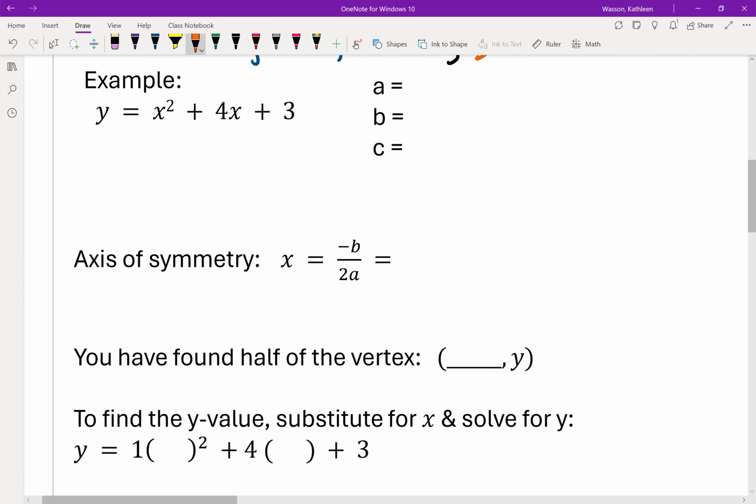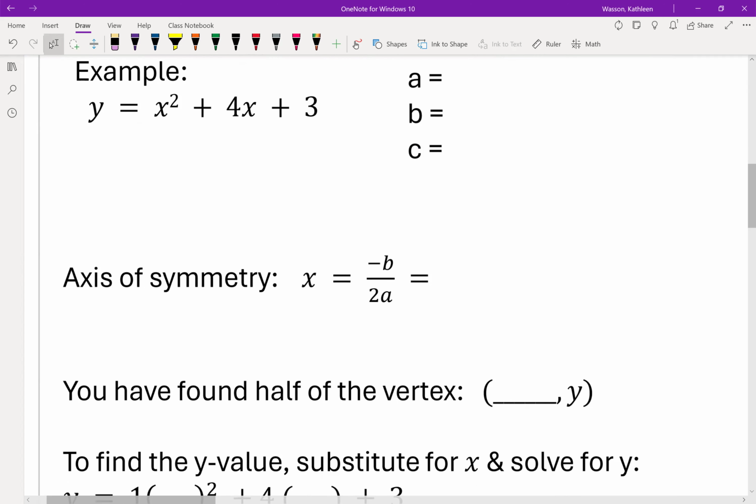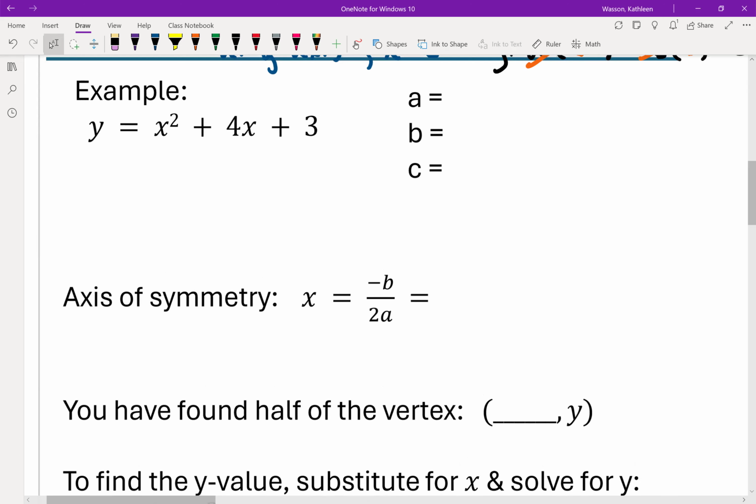With this example, I'll find all the things that we'll need so that we can graph. I need to identify A, B, and C because I use those values for different things. With this example, there's no A. And whenever there is not an A value, A is 1.